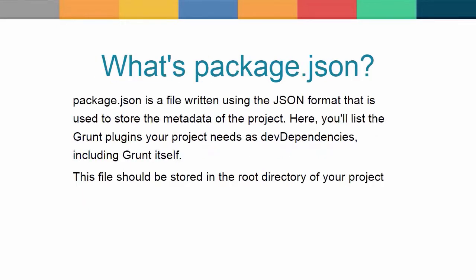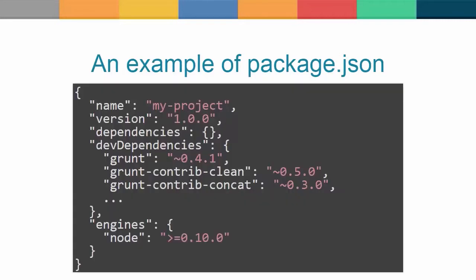Package.json is a file written using the JSON format that is used to store the metadata of the project. Here, you will list the Grunt plugins your project needs as dev dependencies, including Grunt itself. This file should be stored in the root directory of your project. But what does a package.json look like, you may ask? A basic example of a package.json is shown in the slide.